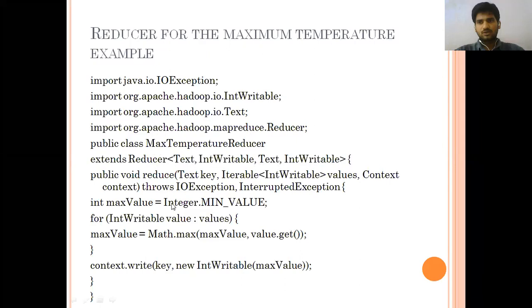Here we are going to find the maximum value and minimum value. So we see Integer.MIN_VALUE, and for IntWritable value colon values. So what is this colon? What does this colon indicate? Can anyone say?